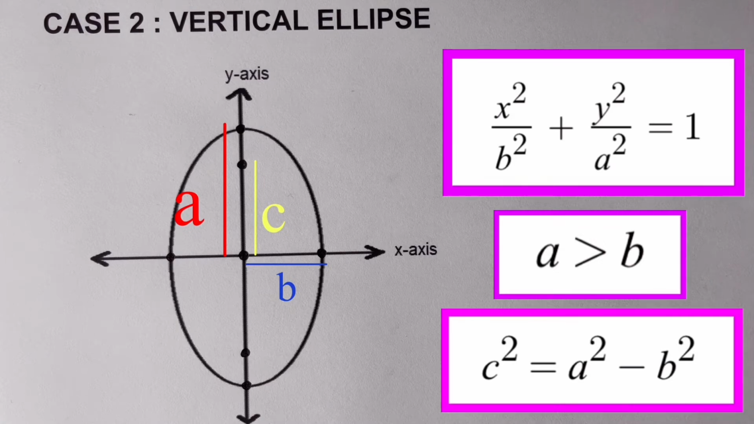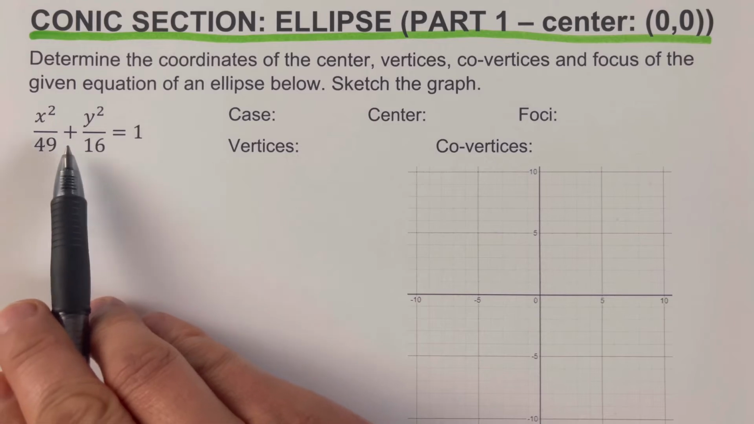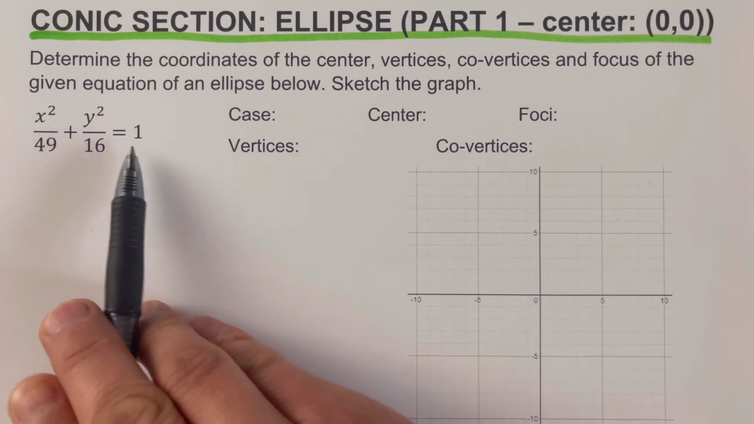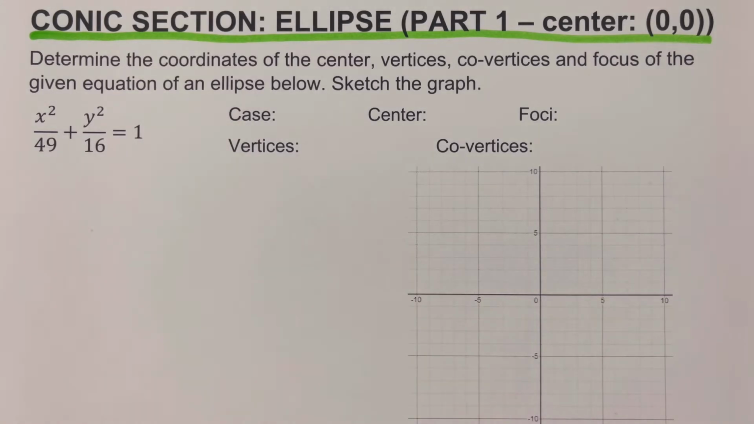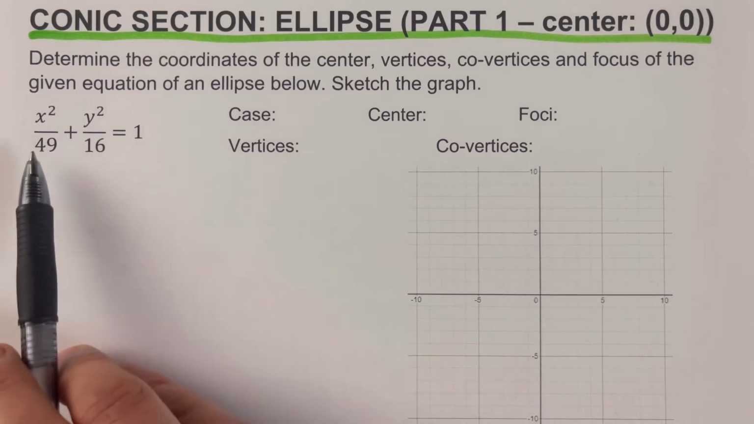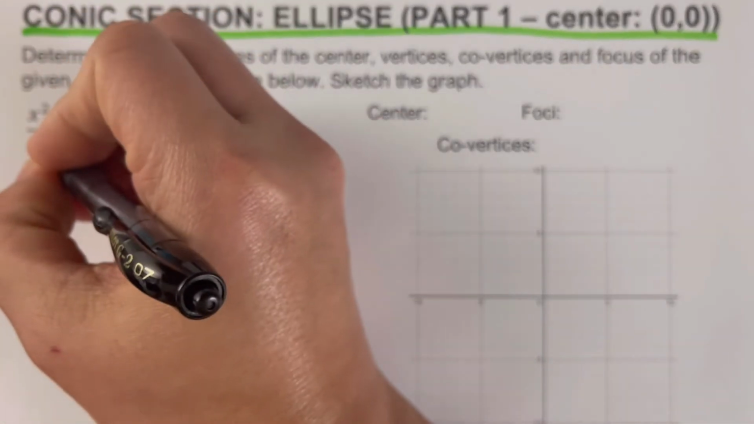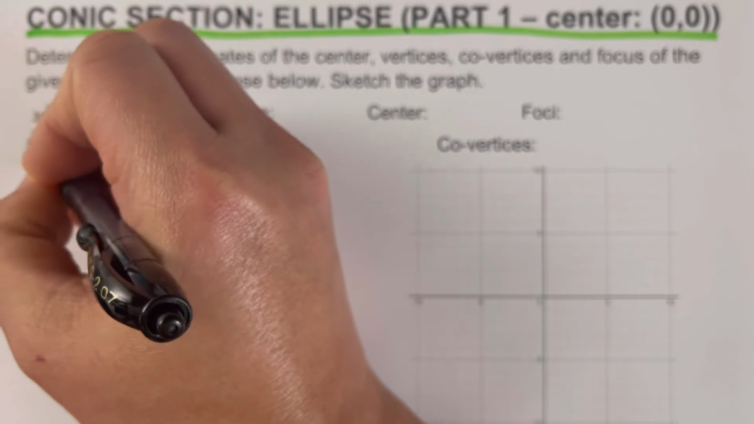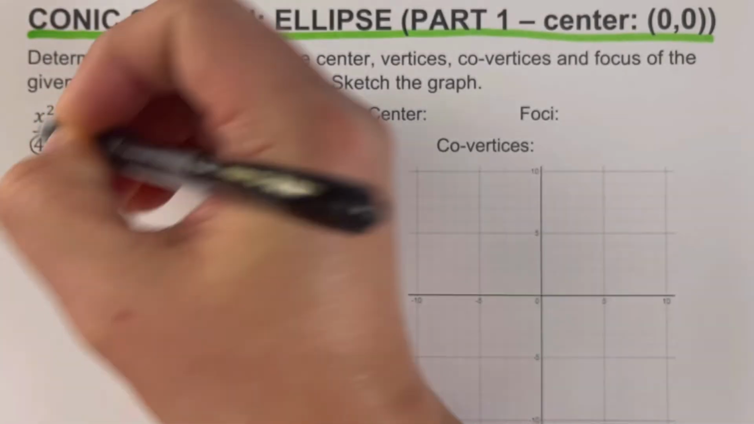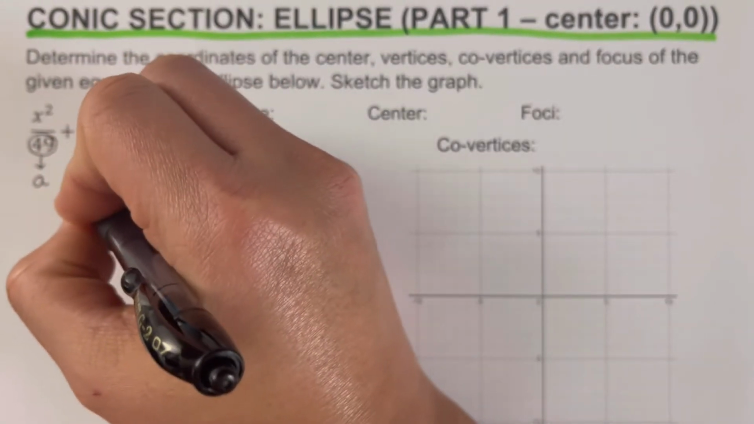Now let's go back to the problem. Okay, we're given x squared over 49 plus y squared over 16 is equal to 1. We're supposed to determine what case this is. In order to do that, we look at the numbers in the denominator. So we have a 49 and a 16. Comparing these two values, 49 is bigger than 16. This means that whatever the bigger value is, we take that as our letter A, and whatever is the smaller value, we take as letter B.